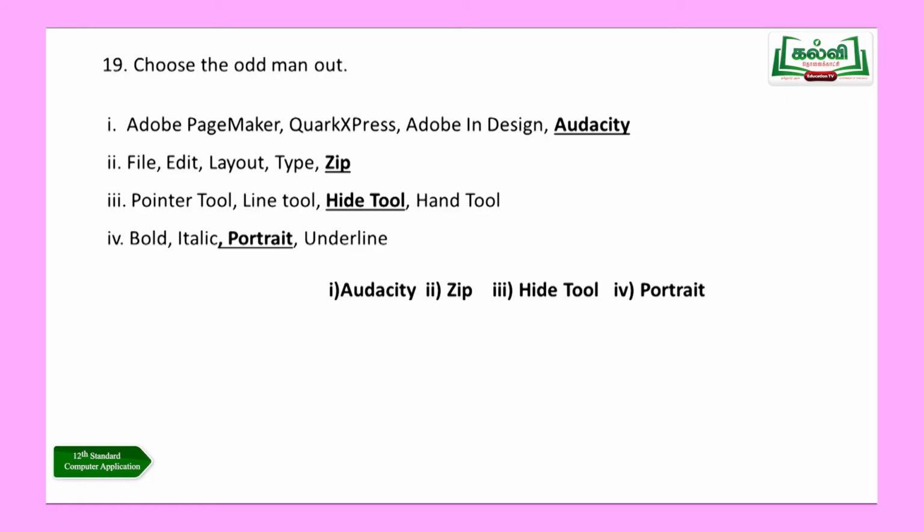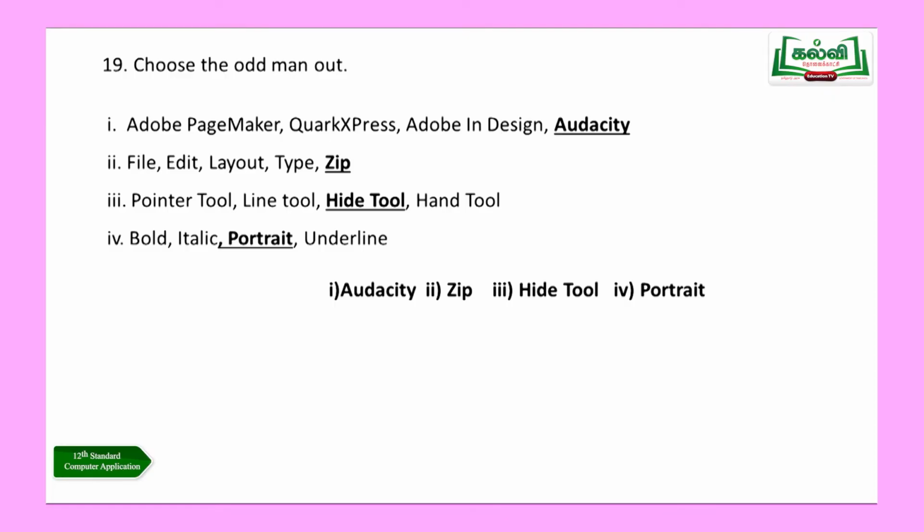Next one: bold, italic, portrait, underline. The fourth one is bold, italic, portrait, underline. Very simply, immediately you can say portrait, because portrait is about the page layout, how the page is going to be laid out. There are 2 types of page layout: portrait and landscape. Portrait means the length is more than the width, and in landscape the width is more than the length. This is about the page layout, but bold, italic and underline are for formatting characters. So portrait will not come under this group. It is the odd man out, and the answer for that is portrait.